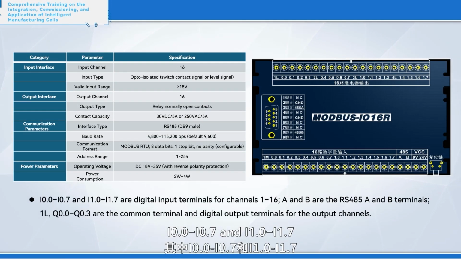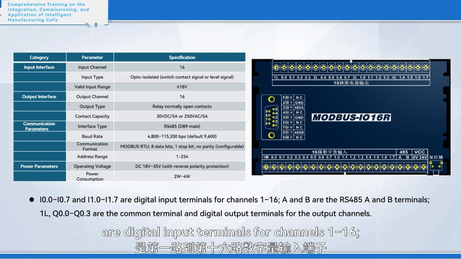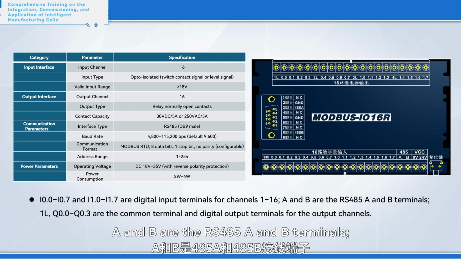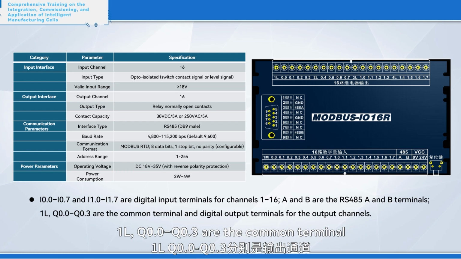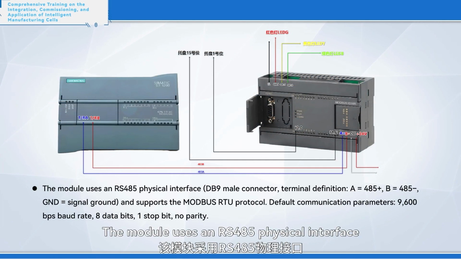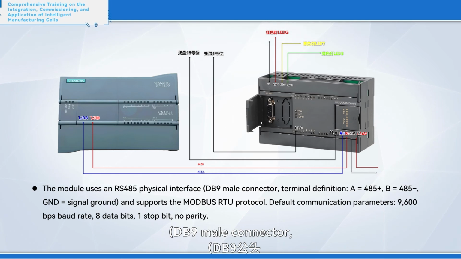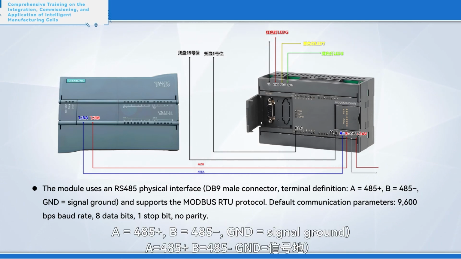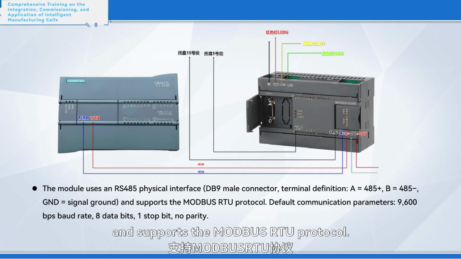I0.0 to I0.7 and I1.0 to I1.7 are digital input terminals for channels 1 to 16. A and B are the RS485 A and B terminals. 1L, Q0.0 to Q0.3 are the common terminal and digital output terminals for the output channels. The module uses an RS485 physical interface, DB9 male connector, terminal definition: A equals 485 plus, B equals 485 minus, G and D equals signal ground, and supports the Modbus R2 protocol.